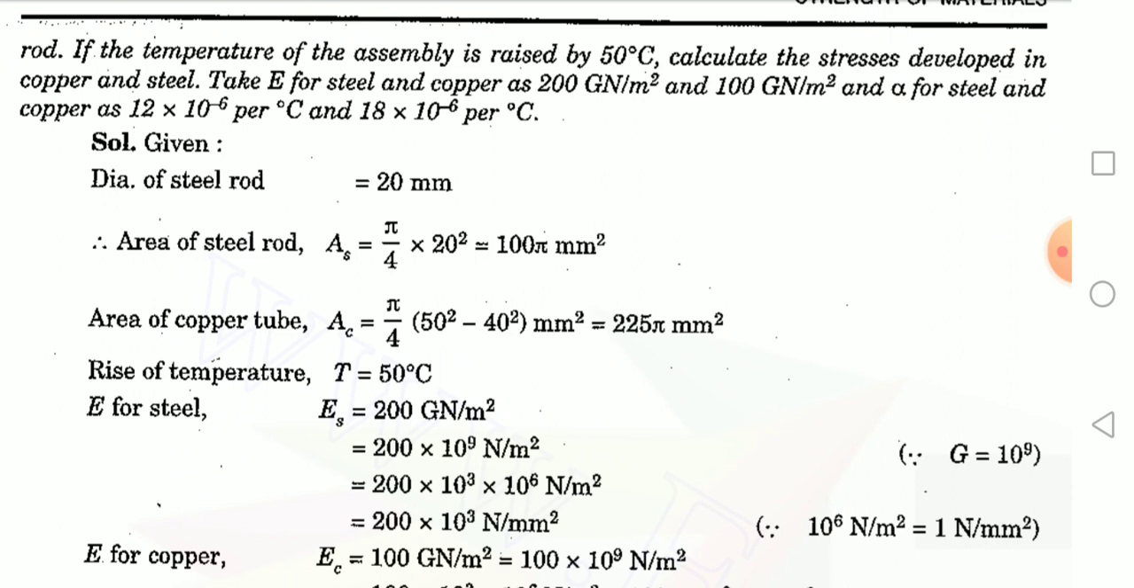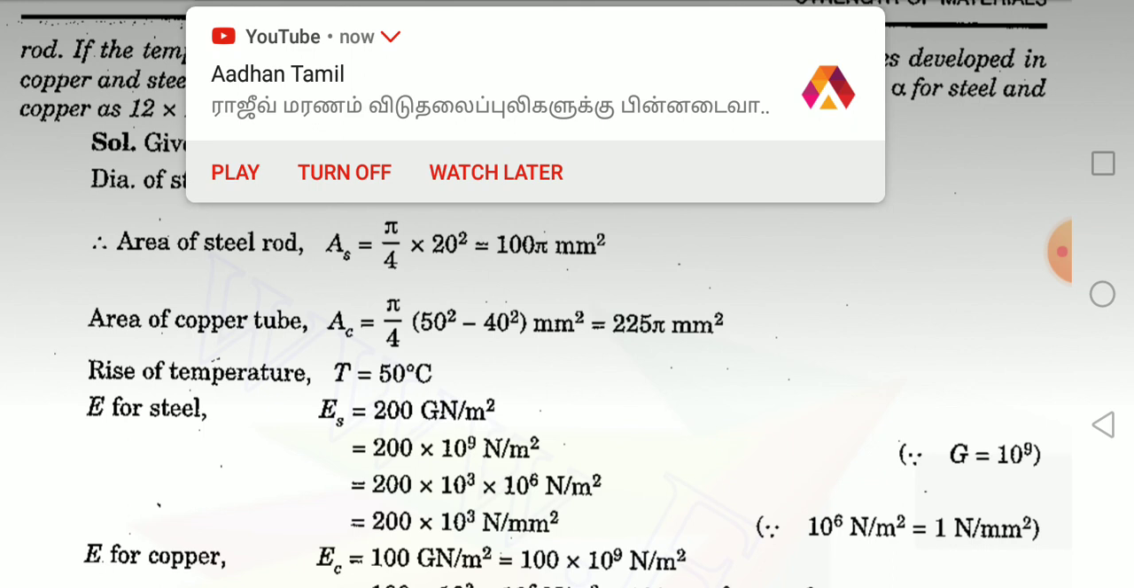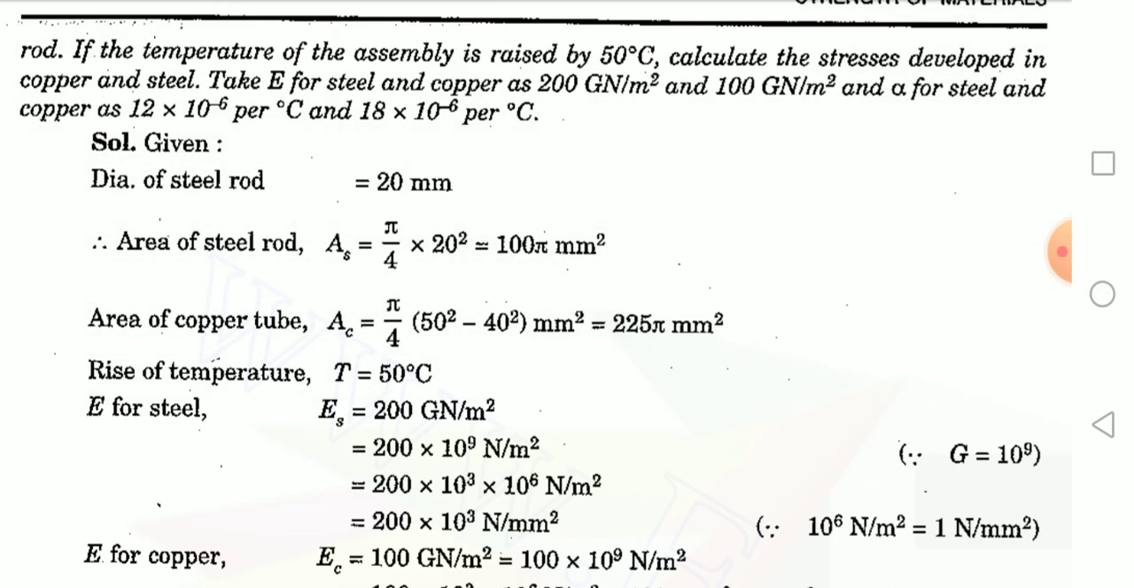Take E for steel and copper as 200 giganewton per meter squared and 100 giganewton per meter squared, and alpha, that is the coefficient of thermal expansion for steel and copper, as 12 into 10 power minus 6 per degree Celsius and 18 into 10 power minus 6 per degree Celsius respectively. So let us take this problem.